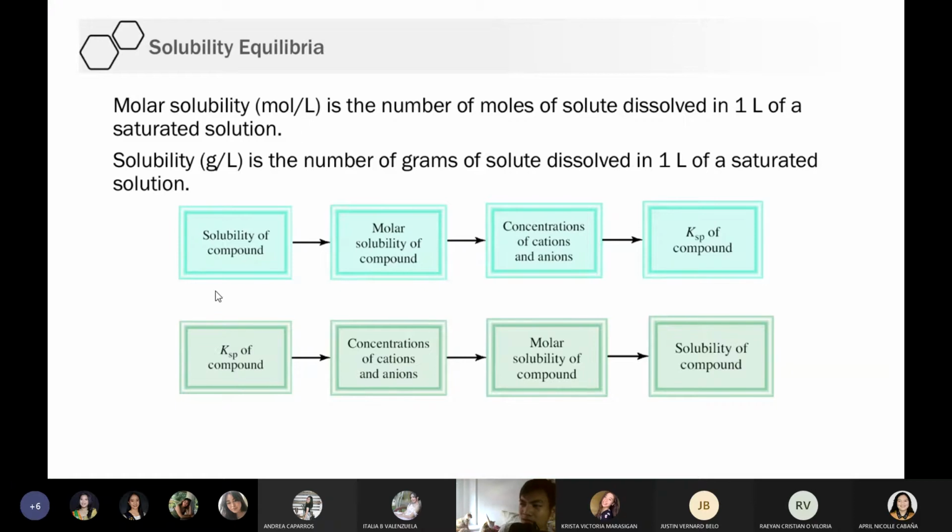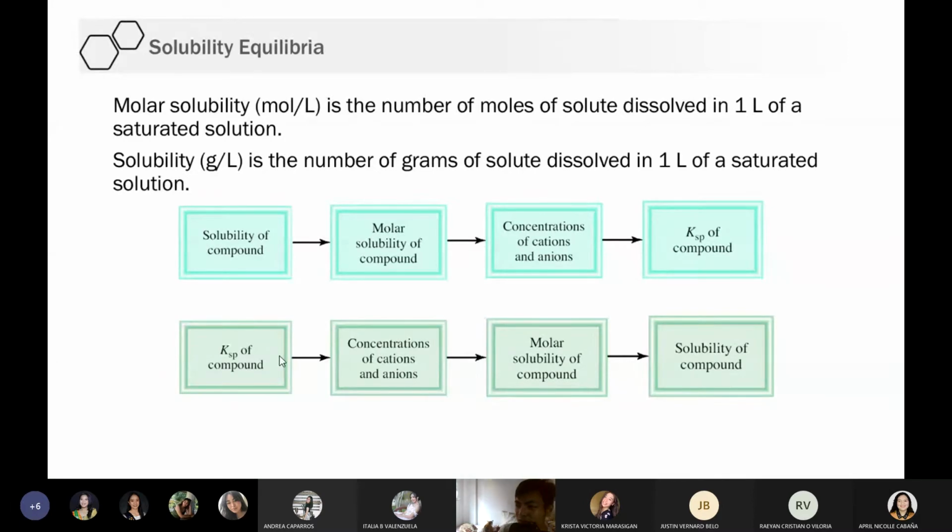And here's the usual flow of calculation. So, for example, you are given a solubility of a compound. Gusto mong hanapin ang Ksp. So, you convert the solubility to molar solubility. Then, whatever the molar solubility is, you plug it into the ICE table. Then, pagka-plug in mo sa ICE table, you can get the K. Magbibigay ako ng example na ito sa worksheets. But for our session today, ito yung gagawin ko ay nasa baba.